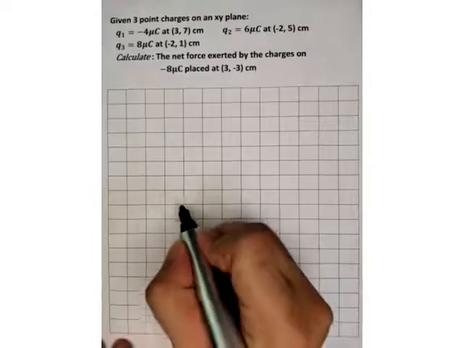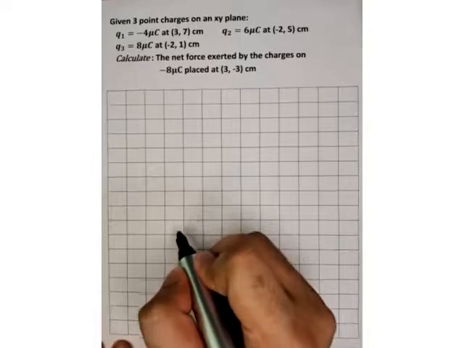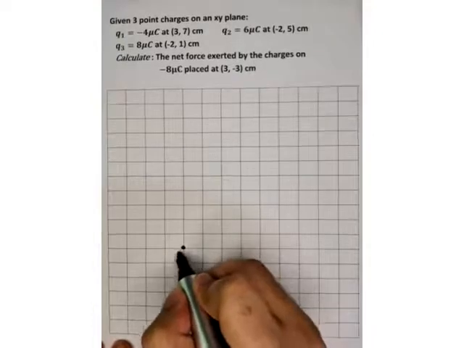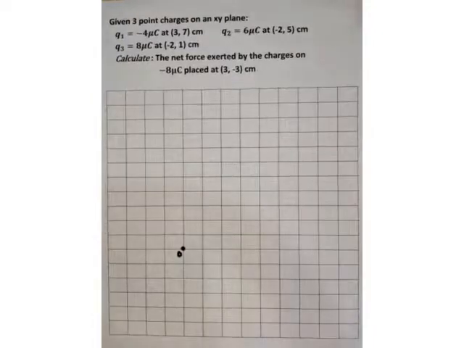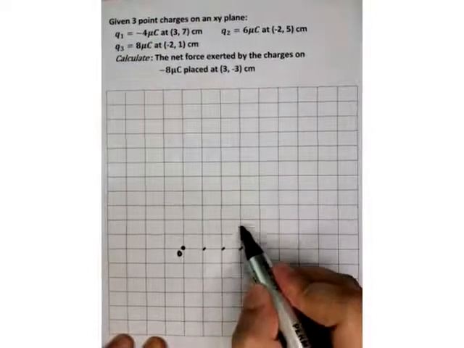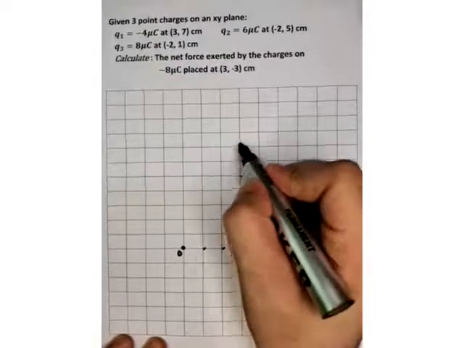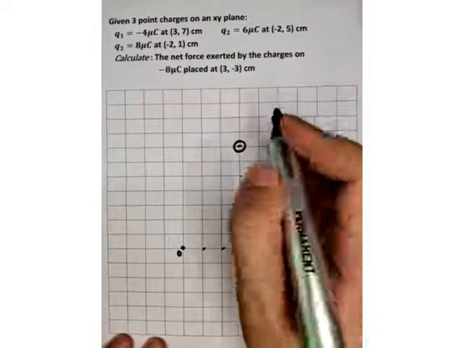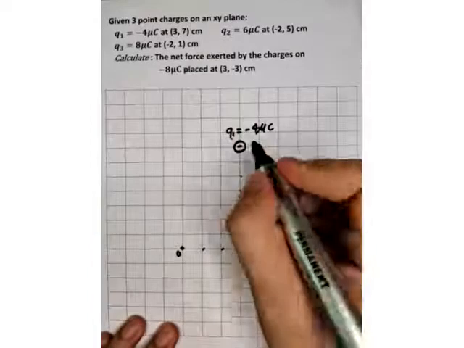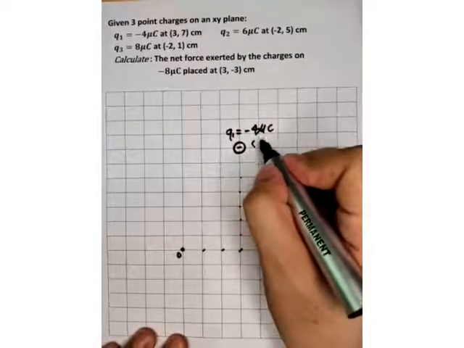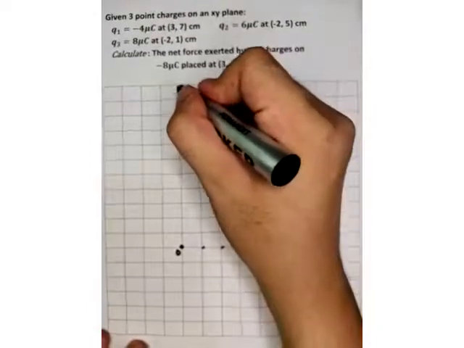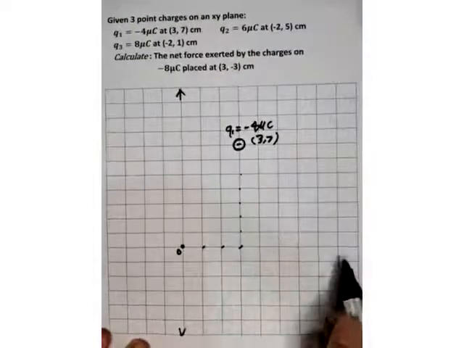Positive 7. So kung ito yung gagawin kong origin, yung Q1 natin ay nasa 3, 7. So 1, 2, 3. 1, 2, 3, 4, 5, 6, 7. So nandito yung ating Q1 na isang negative charge na negative 4 microcoulomb. Ang location niya ay 3, 7. Na-assume ko na ito yung Y-axis, tapos nandito yung X-axis natin.